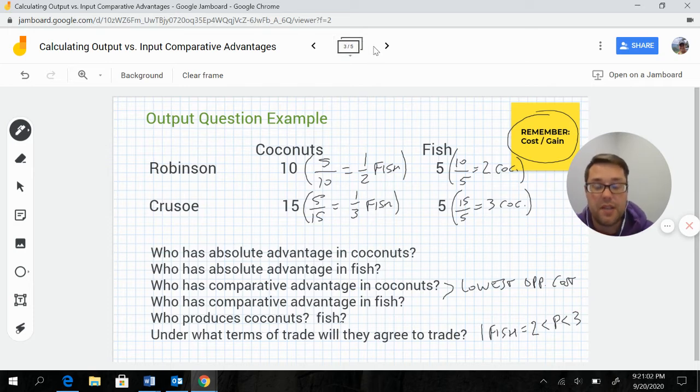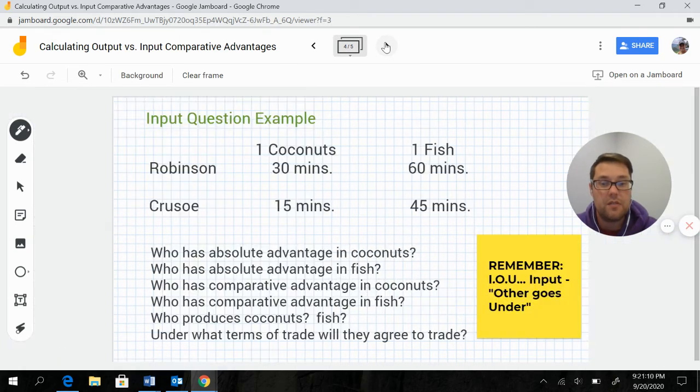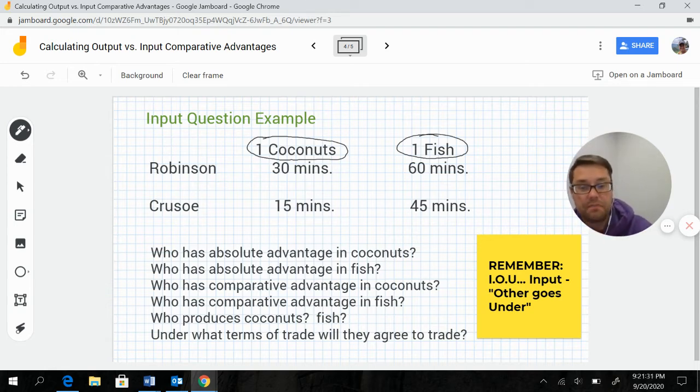Okay, so that's an output question, how you answer all these types of questions based on that, and especially based on your calculations of the opportunity cost. So we're going to zip ahead and find an input question example. Okay, we're going to keep the same two people, Robinson and Crusoe. We're going to keep it with coconuts and fish, but notice up here. So this is your first clue. It just tells you one coconut and one fish.